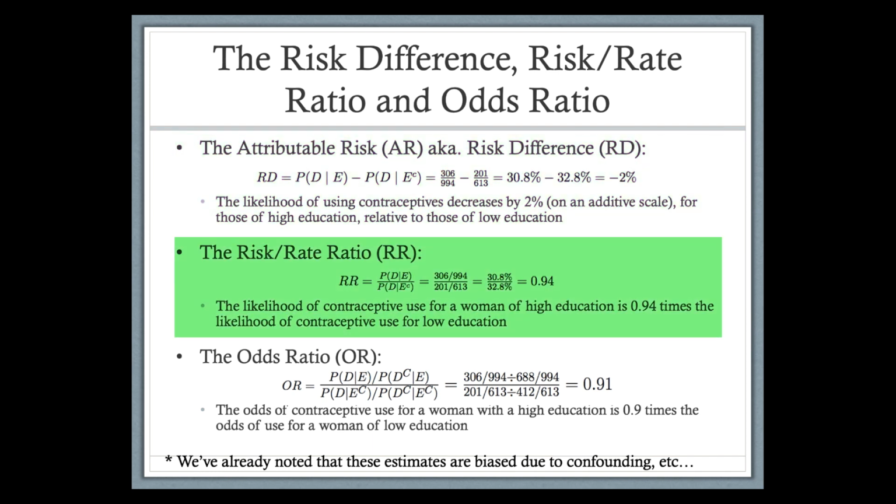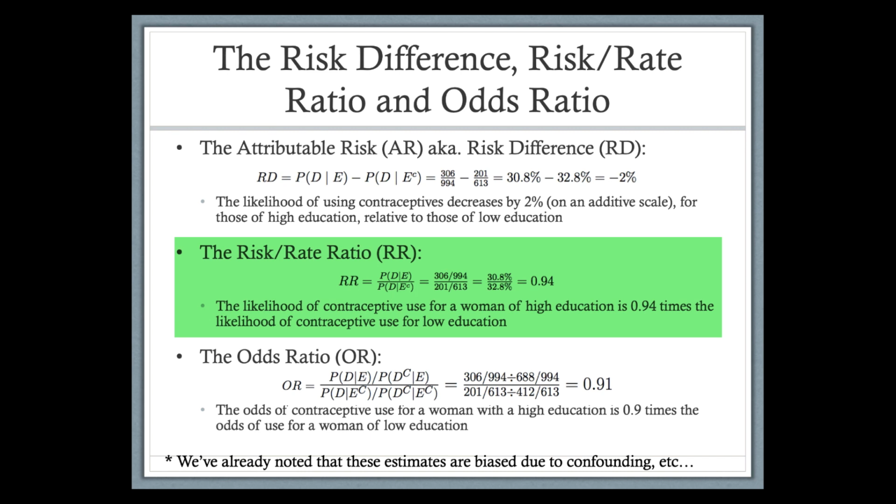The second measure is we can calculate something called the risk ratio or a rate ratio, or sometimes it gets called a relative risk. So this is a ratio of those two numbers. It's the ratio of the probability of using contraceptives given someone's highly educated divided by the probability of using contraceptives given they're lowly educated. That's the 30.8% divided by the 32.8%, which comes out to 0.94. Again, there are a lot of ways this can be interpreted. We'll go through a few of them as we progress through these ideas.